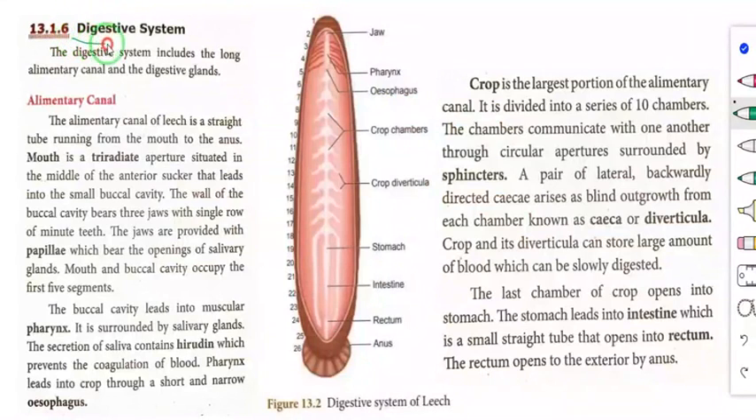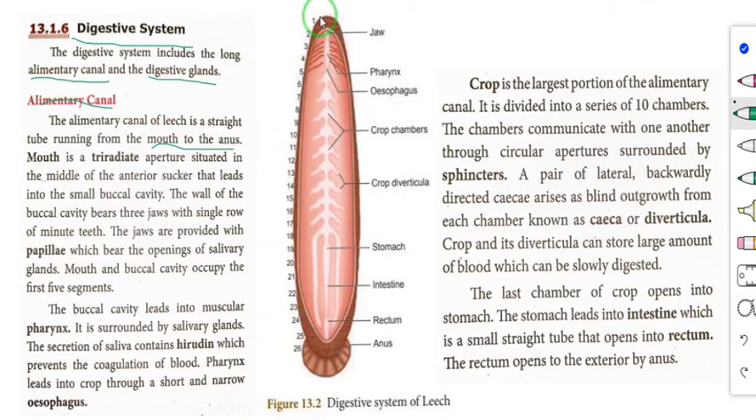Digestive system of leech. The digestive system includes the long alimentary canal and the digestive glands. First let's see the alimentary canal. The alimentary canal of leech is a straight tube running from the mouth to the anus.